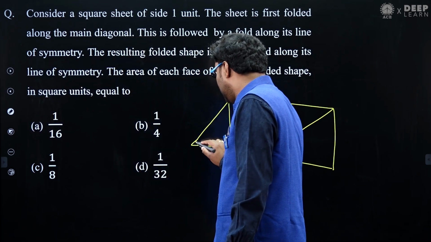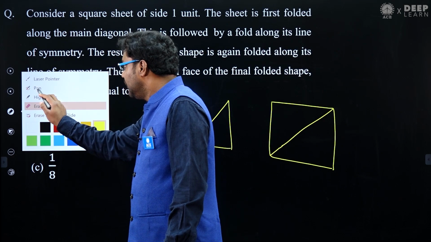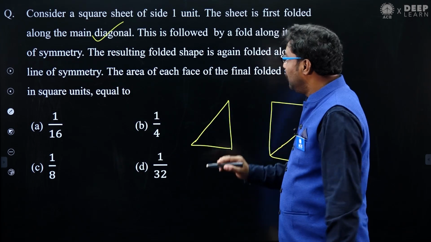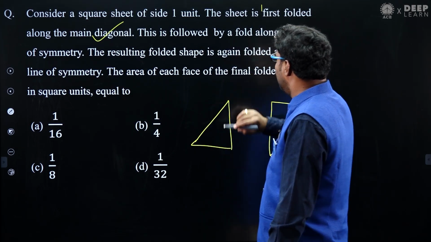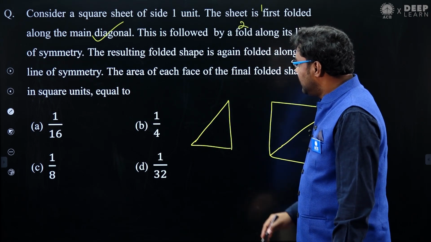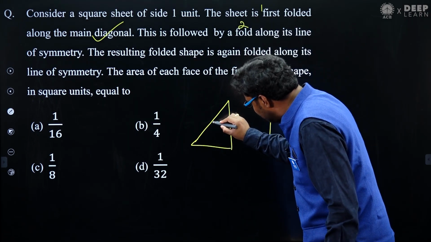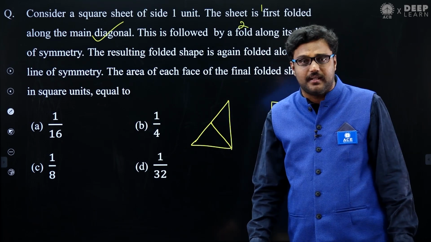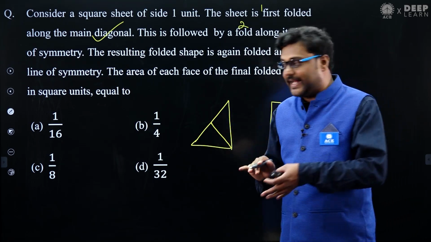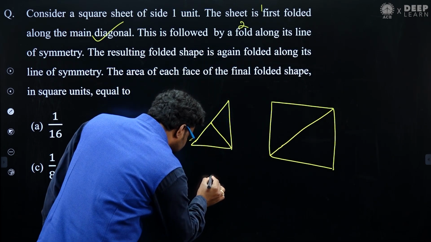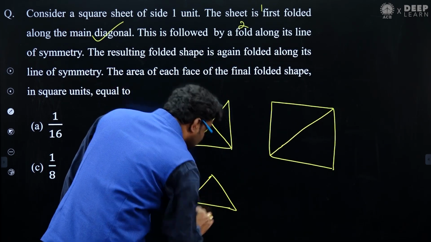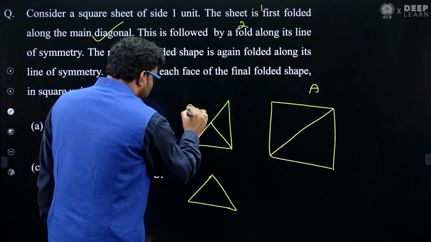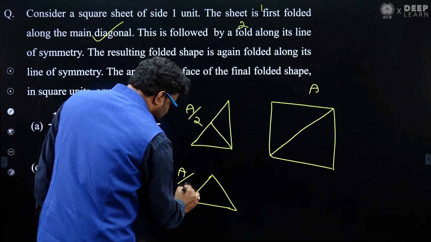First folding is completed. Second time you are folding along this symmetry line. If you draw this symmetry line, then only your right side and left side shapes are the same. Now you are performing the folding a second time. This area becomes again half. Total area A, this is actually A by 2, and this area is now A by 4.